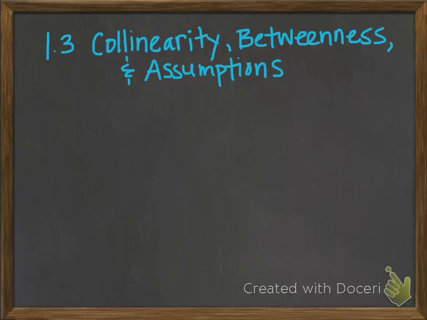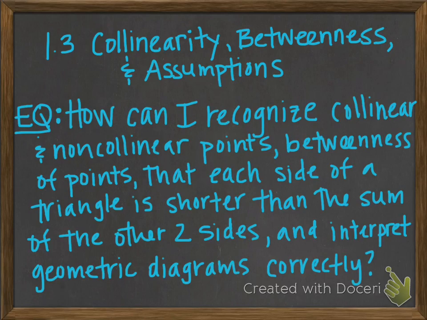We will be taking notes on section 1.3 entitled Collinearity, Betweenness, and Assumptions. Our essential question today is a long one. It covers how can I recognize collinear and non-collinear points, betweenness of points, that each side of a triangle is shorter than the sum of the other two sides, and interpret geometric designs correctly. So you can pause this and write it down.